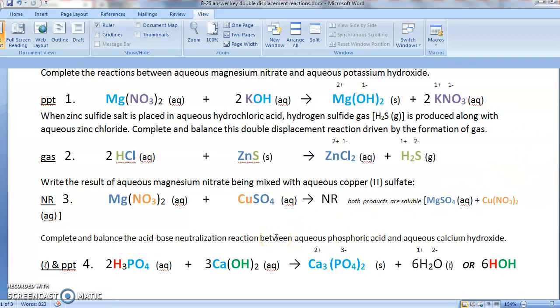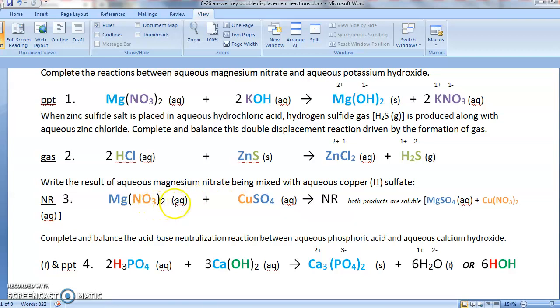In our next reaction, we have aqueous magnesium nitrate, and we have poured together and mixed with aqueous copper 2 sulfate. So we have Mg2+ floating around with NO3-, and we pour in Cu2+ and have SO4 2- floating around. Yes, the first thing here will bump into the second thing here. So the copper 2 ions will bump into the nitrate ions.